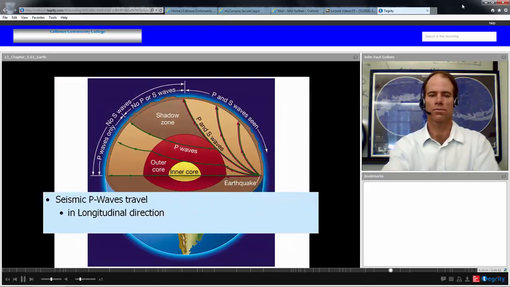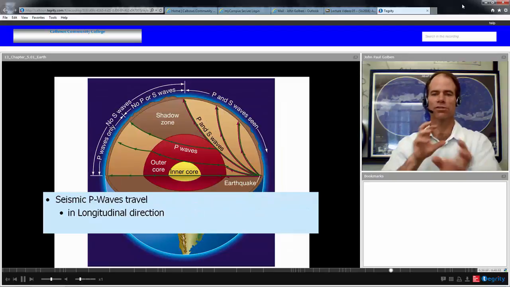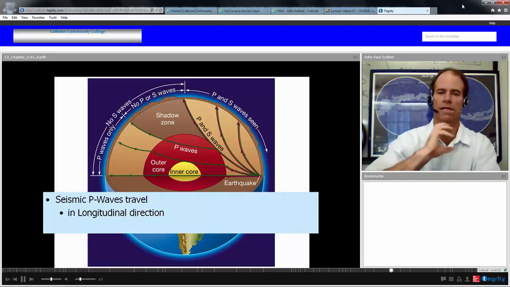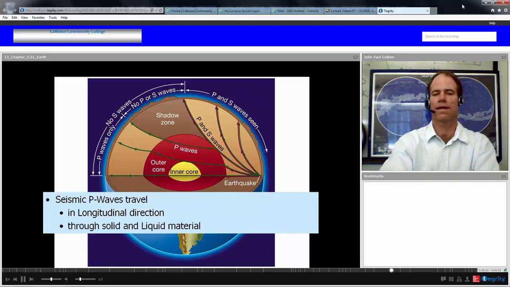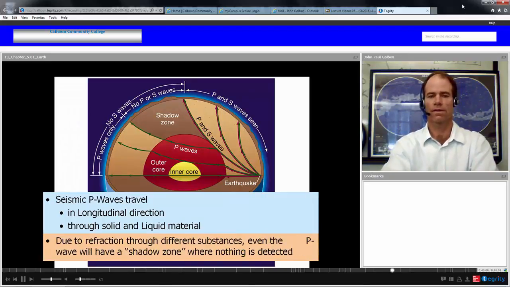There are also P waves, which travel in a longitudinal direction, kind of same direction as they're propagating, and these could travel both through solid and liquid material. So they would travel right through that outer core, but they would be refracted by that liquid, and hence there would still be a zone where you wouldn't get any waves at all.